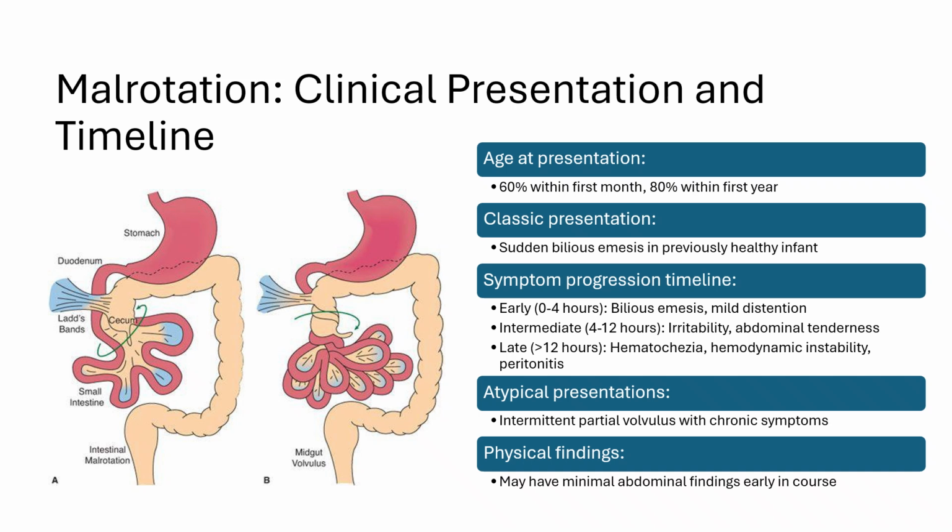The deceptively minimal physical findings early in the course represent a critical teaching point. Don't rely on abdominal examination to rule out malrotation. The absence of distension or tenderness doesn't exclude this diagnosis when bilious emesis is present.